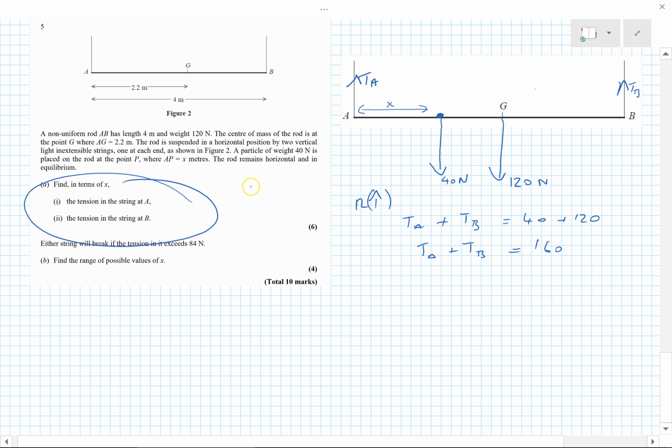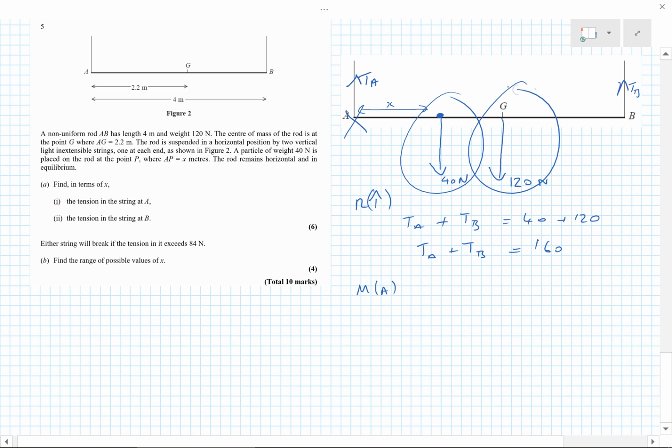Now the key thing here is that it's asking for the answers in terms of x. So it has told us that, because there are too many unknowns here, unless we know where x is, we're not going to know where TA and TB are. Okay, so let's take moments. Since I've called it x there, let's take moments about A, which is the most obvious one, because then it's going to be a nice easy equation.